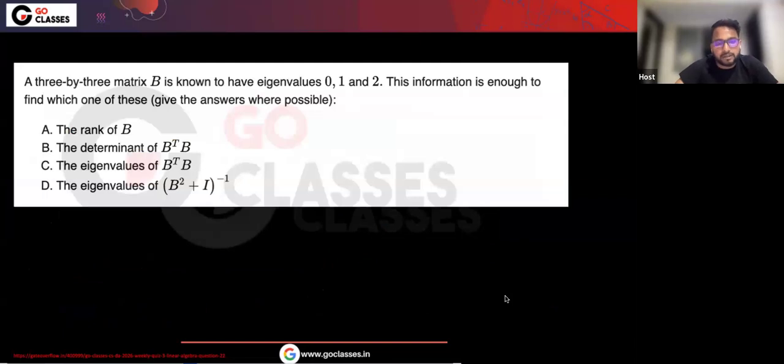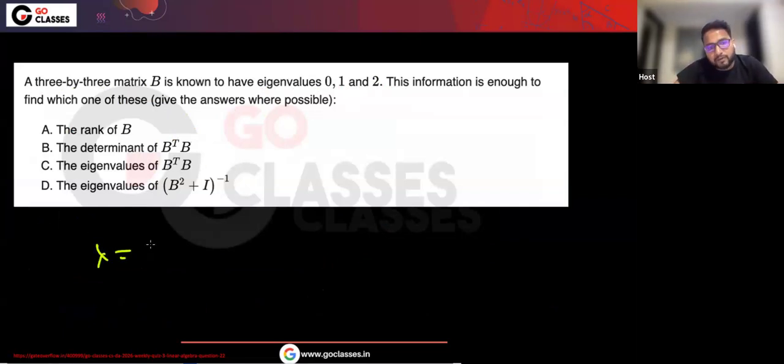Great. Now let's just see what this question is saying. They are saying a 3 by 3 matrix B is known to have eigenvalues 0, 1, 2. This information is enough to find which of the following? Which of these is this information able to find? You can find out which of the following values with this information.